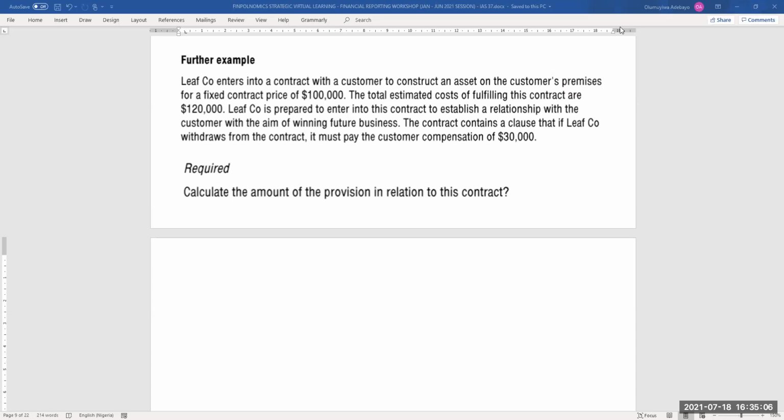So from that, I would just say that it's better if you fulfill the contract and make a loss of $20,000 and win future business, if possible. That is more reasonable than $30,000 to pay back. Anyone with a contrary answer?